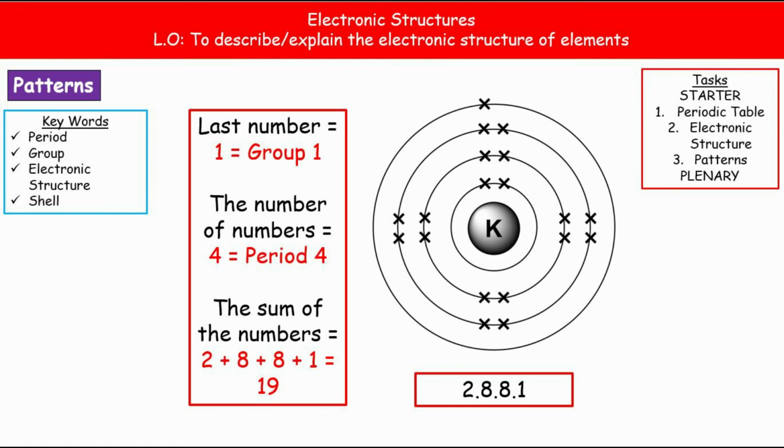Now that last number, the 1, tells us that it is in group 1, because there is 1 electron in the outer shell. If we look at 2.8.8.1, there are 4 numbers there, therefore it's in the 4th period, the 4th row across the periodic table. And if we add 2, 8, 8 and 1 together, we get 19, which is the atomic number. So that gives us 3 bits of information about potassium just from that one little string of numbers or diagram. Remember, the last number is the group number, the number of numbers is the period, and the sum of the numbers is your atomic number.